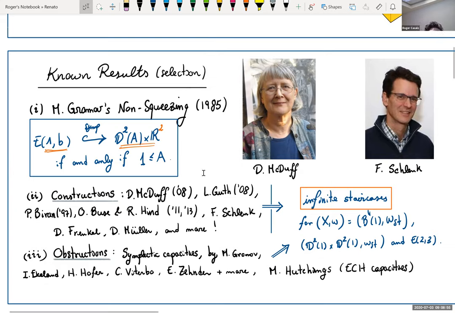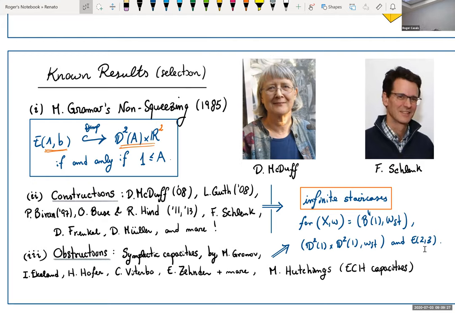The message out of both the constructions and the obstructions is that there is a very subtle phenomenon in dimension 4 called infinite staircases, which I'm going to talk about right now. The case of the ball, again, is due to McDuff and Schlenk. The case of the polydisc is due to Frenkel and Müller. And the case of the ellipsoid E(2,3), so that ellipsoid is the target, it's not the source of the map, it's the target of the map, is more recent, and it's due to Dan Cristofaro-Gardiner and Aaron Kleinman.